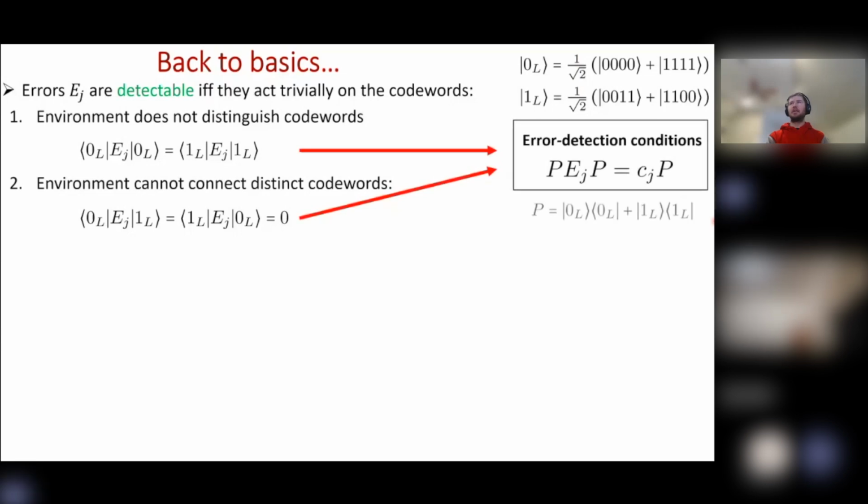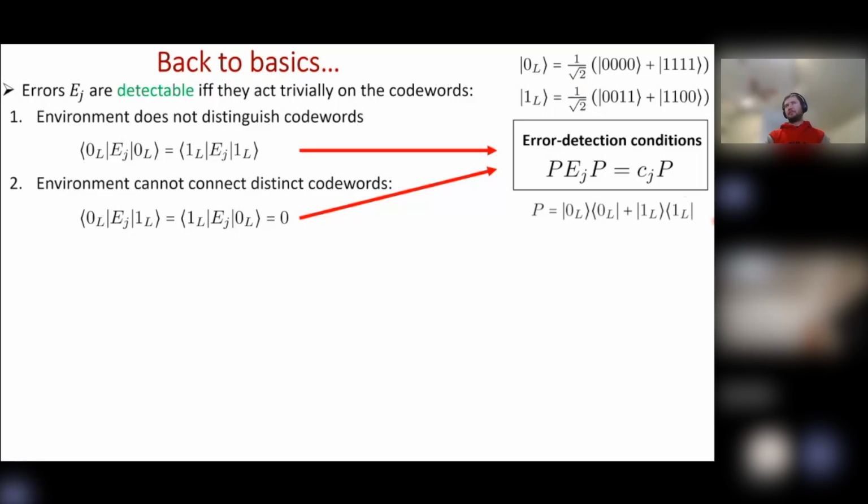And if you write the code words in terms of a projection like this, then there's a succinct way to write this, namely that you have the projection of the error, P E_j P, equal to a constant times P. So this constant is basically the expectation value of the E_j in the 0 and the 1 state.